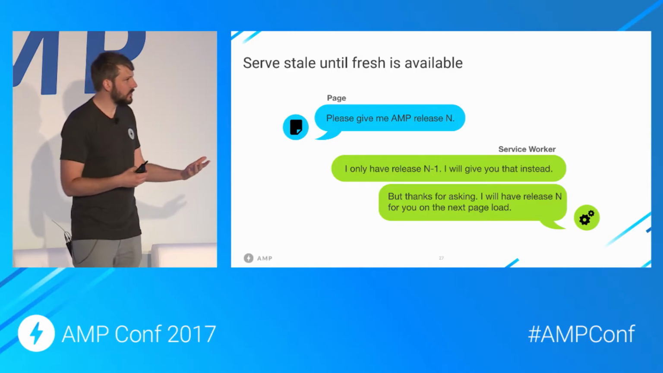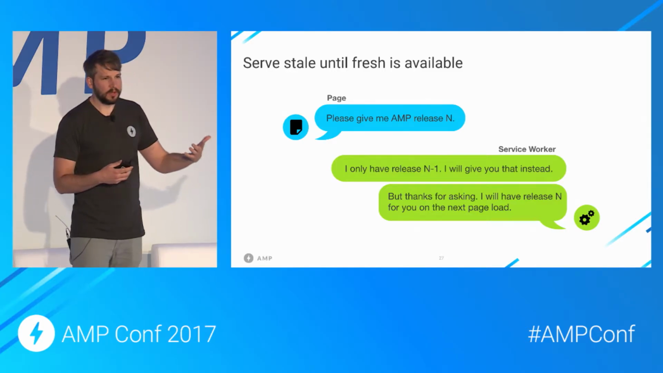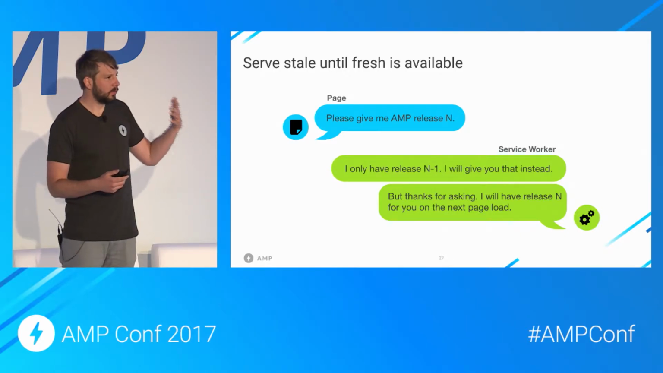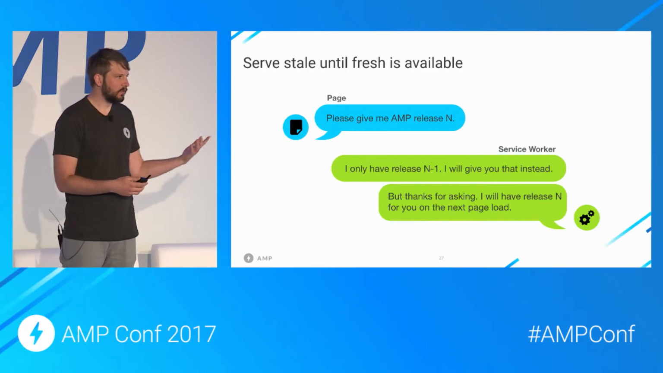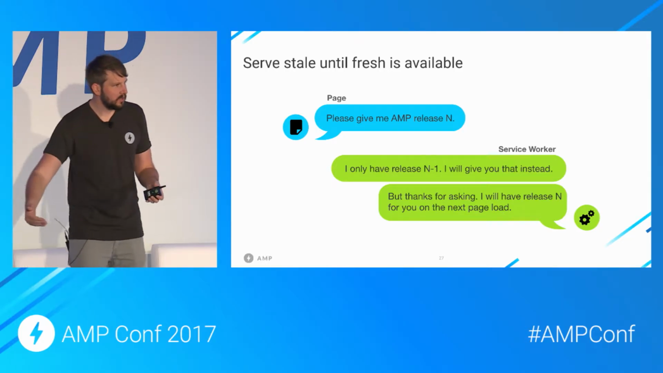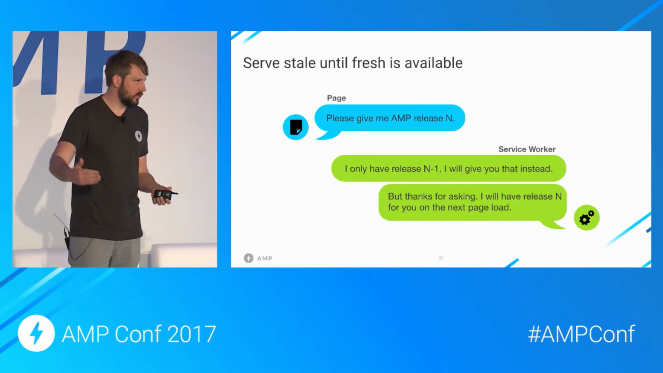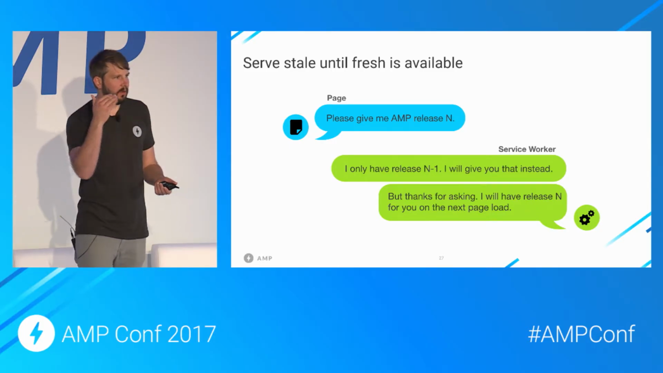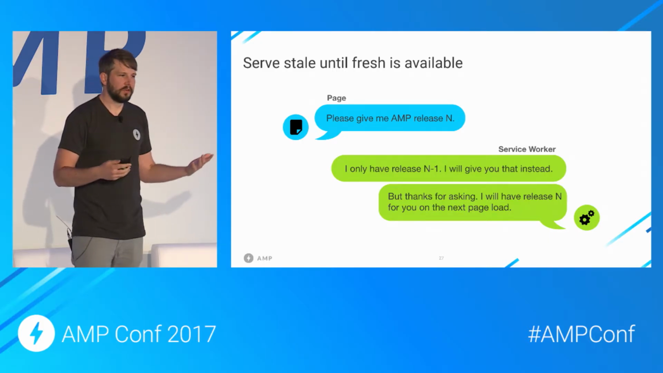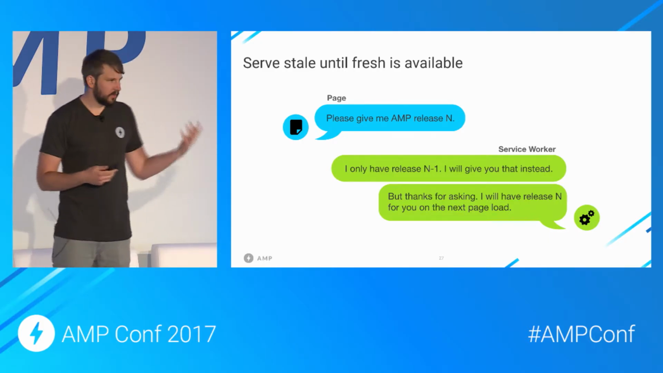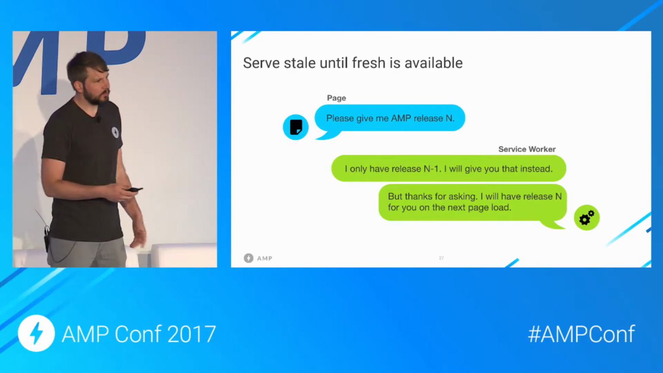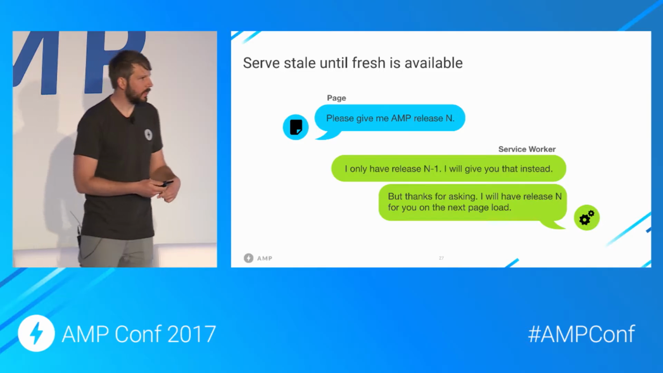And so what that means is that the service worker, even though it might not have the version that the user wants, can always give them the version that it has, hopefully from a week before. And then, in the background, it will fetch the new release so that when you look at the next AMP page, you get the fresh version. But for that transition period, you always get whatever you have on your device. And so together, you get the promise, which is that fetching that JavaScript is never in the critical path to rendering the page.